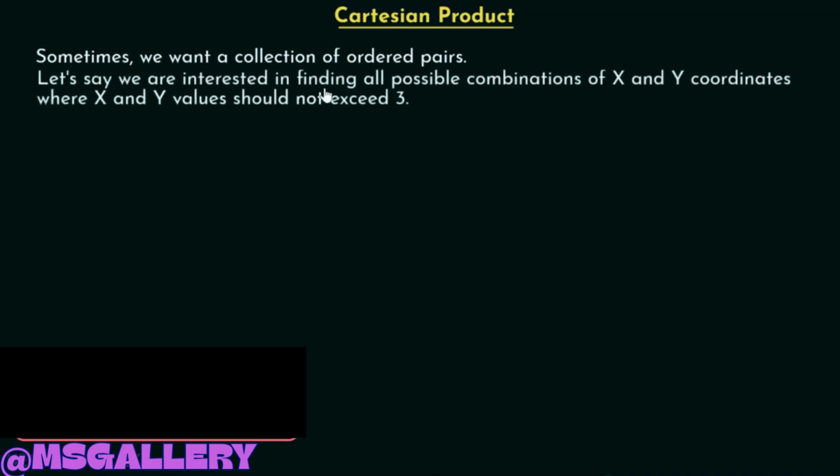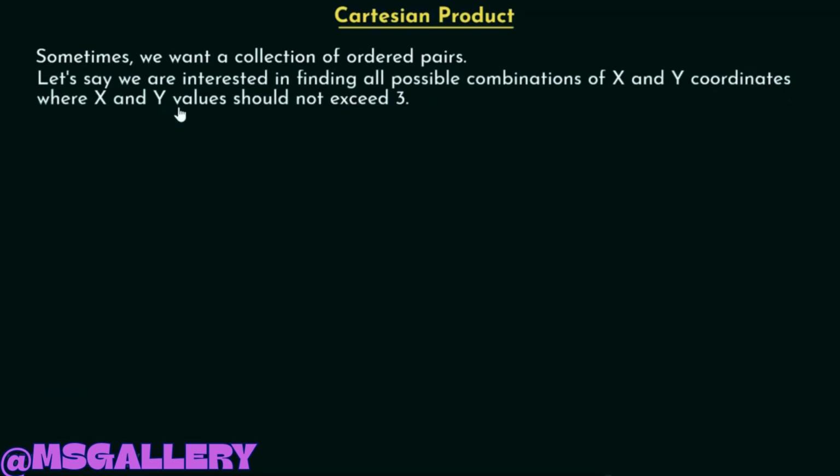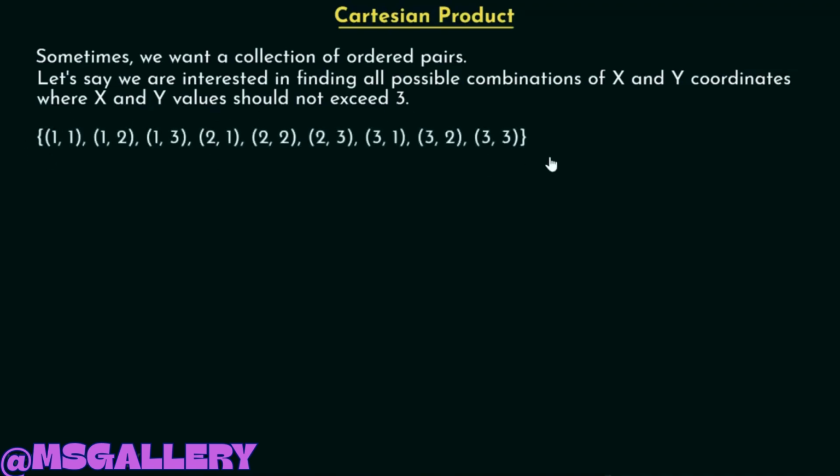Let's say we are interested in finding all possible combinations of x and y coordinates where x and y values should not exceed 3. Okay? We are interested in finding all possible combinations of x and y. That means we are interested in pairs. We want all possible combinations of the pairs x and y where the values of x and y should not exceed 3. And this is how the collection looks like.